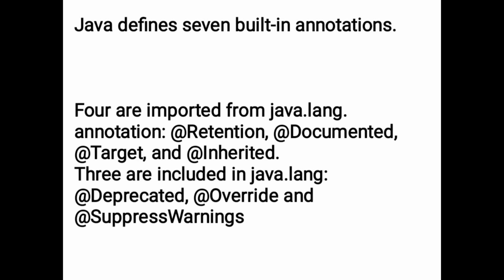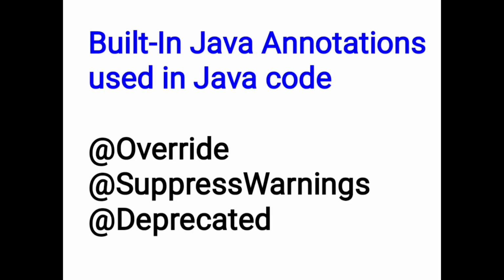Java defines 7 built-in annotations, 4 imported from the java.lang.annotation package, and those are Retention, Documented, Target, and Inherited. There are 3 included in the java.lang package, and those are Deprecated, Override, and SuppressWarnings. These are the built-in Java annotations used in Java code. There are 3 types, as we already told in a previous slide: Override, SuppressWarnings, Deprecated.